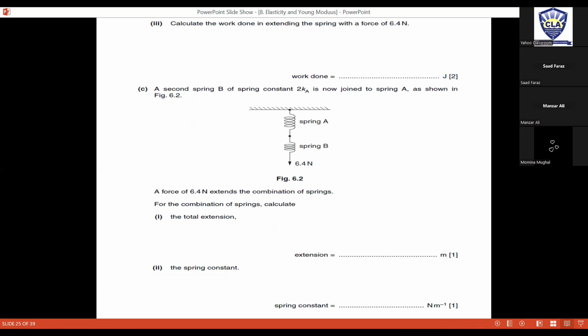Work done, energy stored, half F into E for 6.4 newtons. That is the reason why I chose 6.4 newtons. So 6.4 into 0.08 and you get the value of energy or work done stored in the wire.